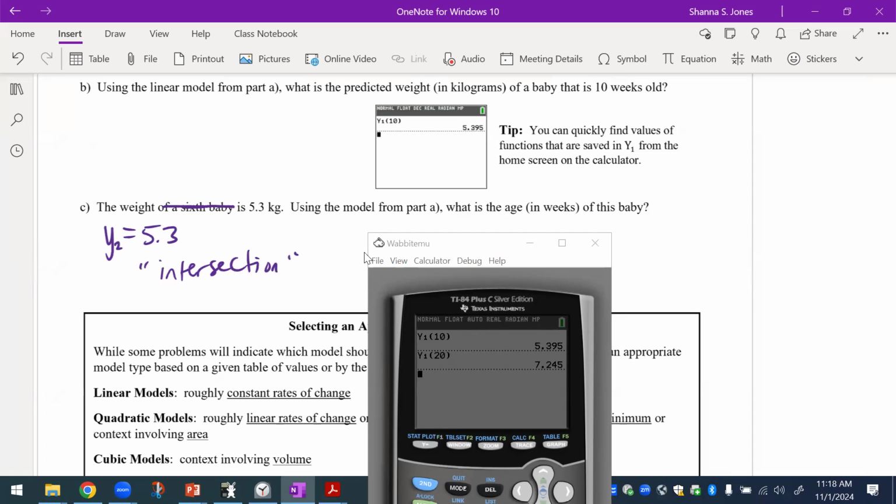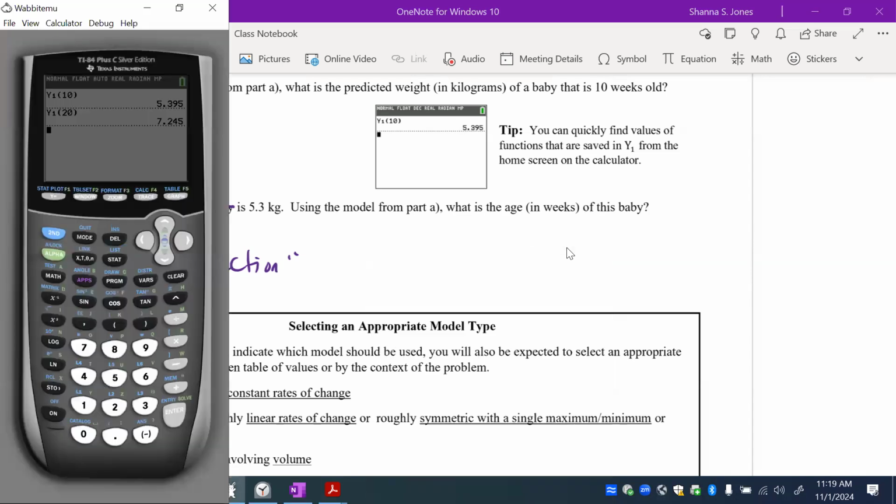Okay? If you're using a calculator, that is what you're going to do. However, if you didn't want to use a calculator, could you set your equation equal and solve for X? Yes. But we're practicing using our calculator. So we're going to go to Y equals, and this time we're going to add in our Y2. Our goal is 5.2. We want to know how old the baby is if its weight is 5.3, yep.